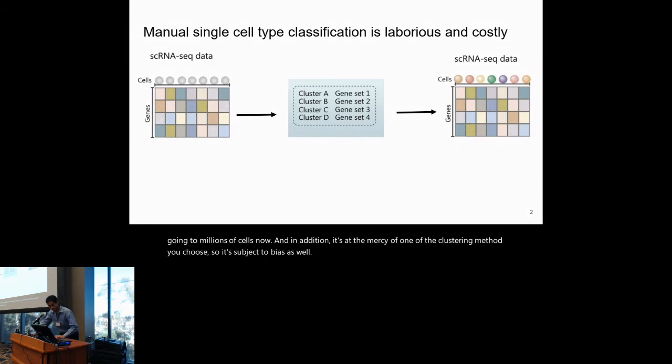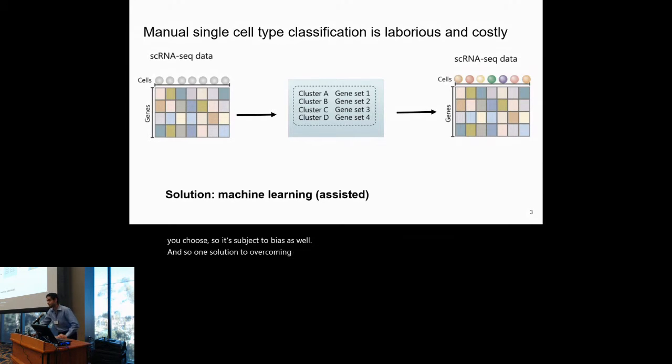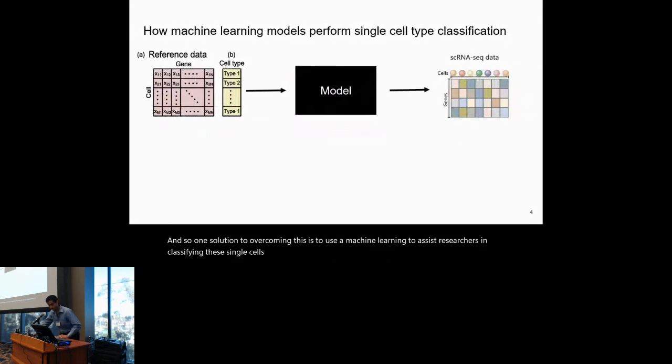And so one solution to overcoming this is to use machine learning to assist researchers in classifying these single cells. Now, the way machine learning models work in single cell type classification is they're first trained on a reference data set with known cell type labels. And using that trained model, you can then perform single cell type classification on a target data set.